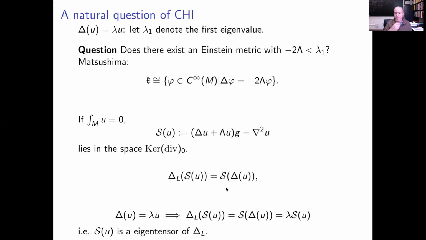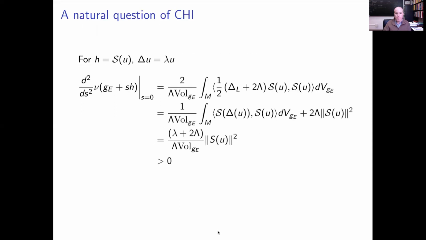Okay. Why this is important is how this connects back to their question above about eigenfunctions of the Laplacian. Suppose you have an eigenfunction u of the Laplacian, and you look at the tensor S of u. Let's take its Lichnerowicz Laplacian. By this formula above, that's going to be S of the Laplacian of u, but this is an eigenfunction, so this is lambda u, and lambda pulls out. As an upshot, S of u is an eigentensor of the Lichnerowicz Laplacian with the same eigenvalue.